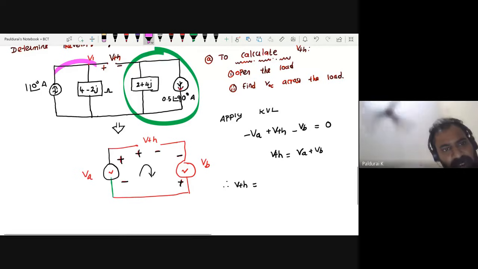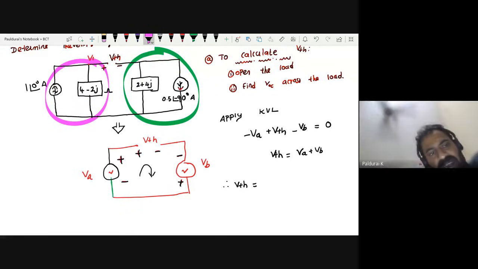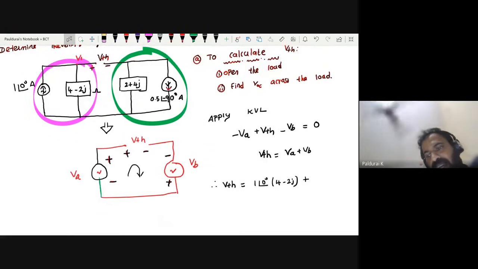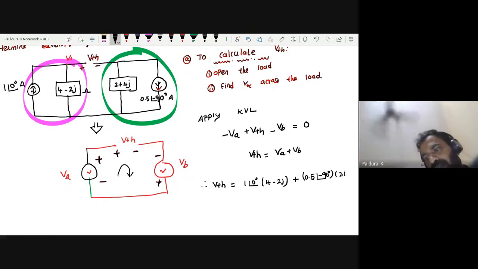Coming here, V equals I times R, where I equals 1 at an angle of 0. So 1 at an angle of 0 times R equals 4 minus 2j. This is my VA, plus what is my VB? VB, where I equals 0.5 at an angle of minus 90 degrees, into R, which is 2 plus 4j. So what is this? It's very simple. This is your VTH actually. Calculate this value and let me know in terms of rectangular coordinates.